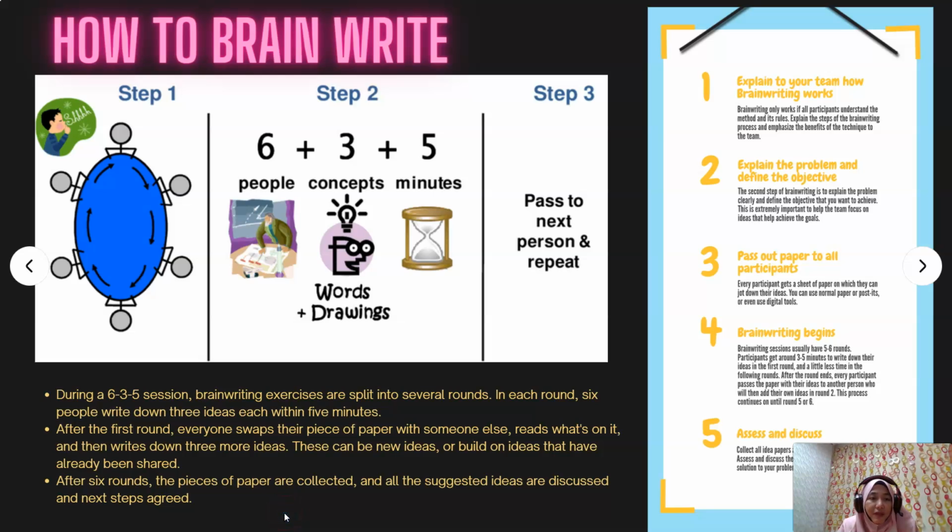This one is very nice, right? If you have a physical class, we can try this. So these are the steps. Maybe you can try that for your assignment. Explain to your team how brainwriting works. Explain the problem, define the objective, pass out paper, brainwriting begins, and then assess and discuss. This is how you can do that.